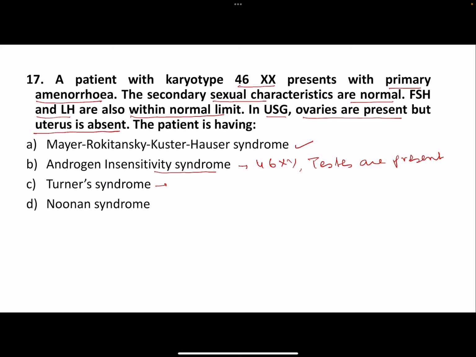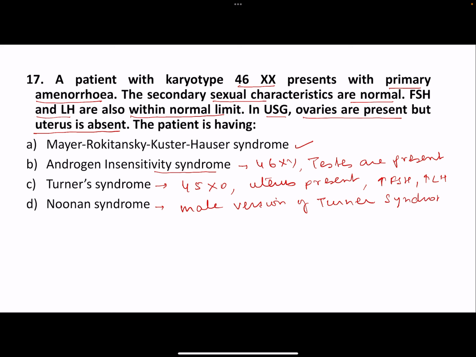In Turner syndrome, the karyotype is 45XO and the ovaries are present, but the uterus is also present here, and the FSH and LH levels are more than normal. Noonan syndrome is the male version of Turner syndrome. So this option is also wrong. So the correct answer here is option A, that is Mayer-Rokitansky-Kuster-Hauser syndrome.